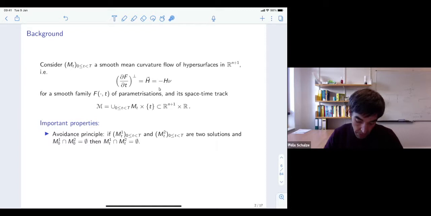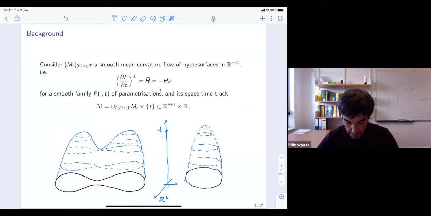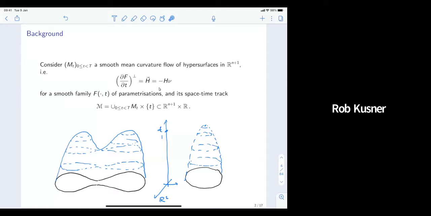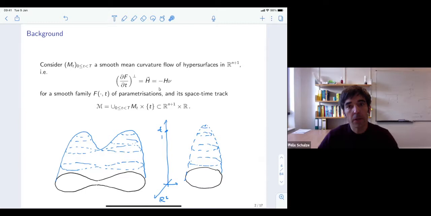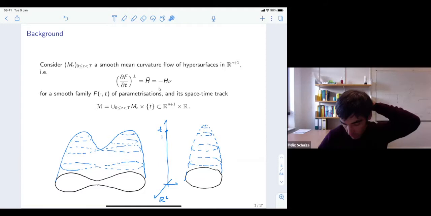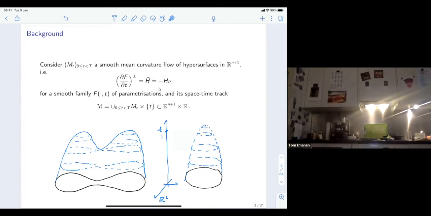Felix, let me ask you a question to slow you down. You drew the space-time track for a smooth hypersurface in space-time. Is it really as smooth as you indicated? This thing is not really smooth around here. I think Colding-Minicozzi have shown it's C^{1,1}, but you don't know if it's C2 around there. I think it's not C2. Yeah, I actually proved that. It's only C^{1,1} there. Thanks, both of you. But at least it gives a good picture of what you can expect.